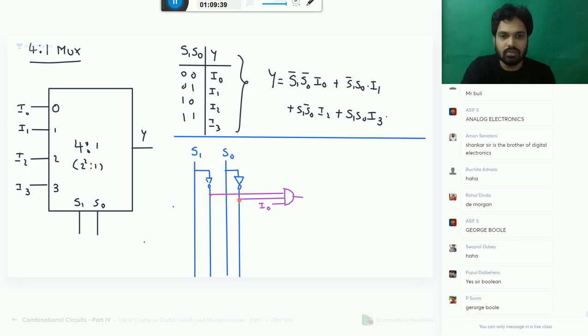What is the second one? Tell me. S1 bar. What happened? No one is commenting. S0 into I1. Next. S1 S0 bar, that is from here one line, and from here one line into I2.